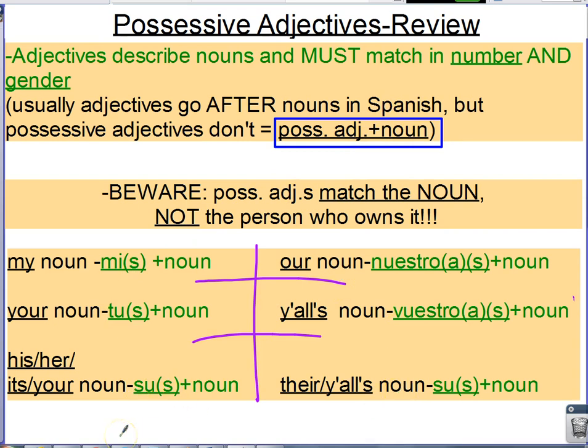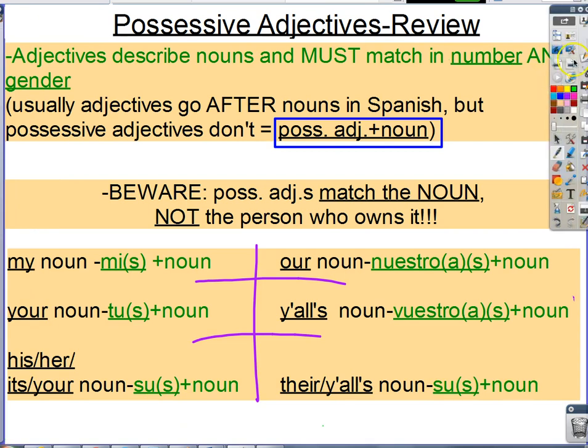So if you wanted to say my books, mis libros. I'm only one person, but mis has to match my noun, libros. Your books, tus libros. Her books, sus libros. Again, she's only one person, but sus has to match the noun, which is books. So on and so forth. And again, this part here, I usually review the fact that if we are sharing a book, it's just nuestro libro, because even though we are more than one person, nuestro has to match the noun. Same thing if they are sharing a book. It would just be su libro, because su has to match libro.